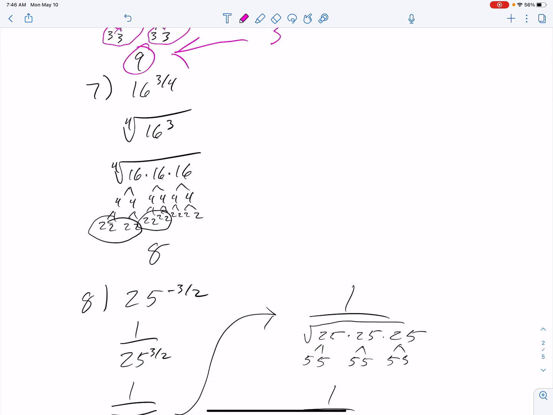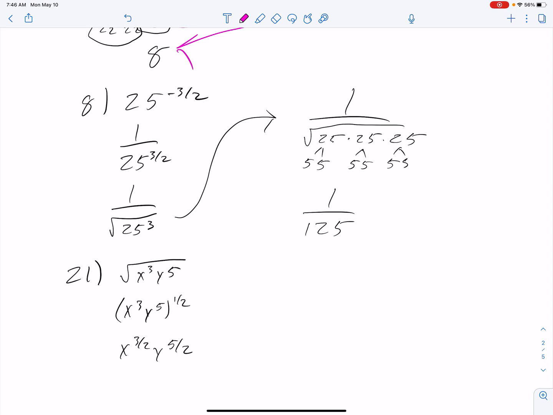7, I can rewrite as the 4th root of 16 cubed, which eventually leads me to having 3 sets of 4 2s, or I could call 16 2 to the 4th, which gets me 2 to the 12/4, or 2 cubed, which I know is 8.